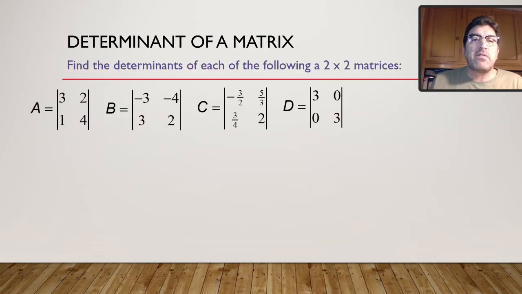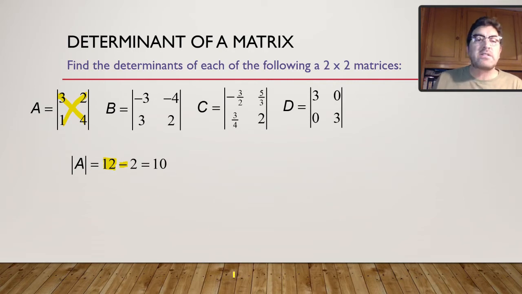Okay, so let's find the determinant of each of the following two matrices. Let's start with matrix A. Matrix A, we'll see it's 3 times 4. That diagonal gives me 12. I subtract from it the product of that diagonal, which is 2. And that gives me a beautiful 10. 12 minus 2 is 10. It's not 0, so this will be invertible. We will see later on.